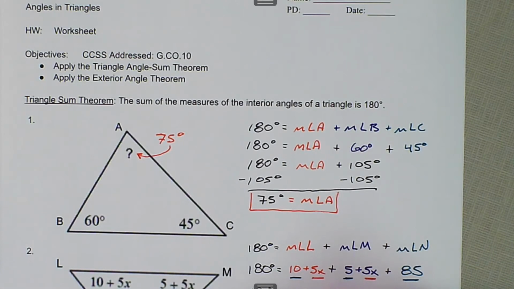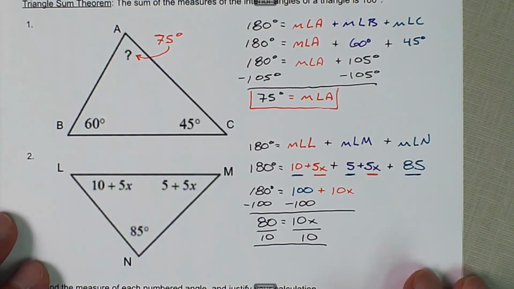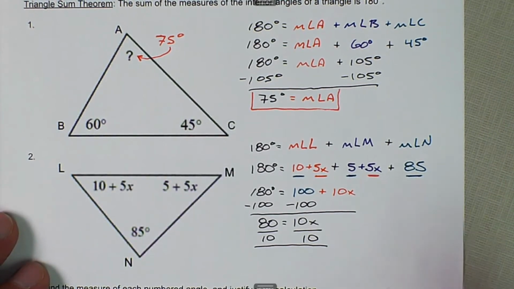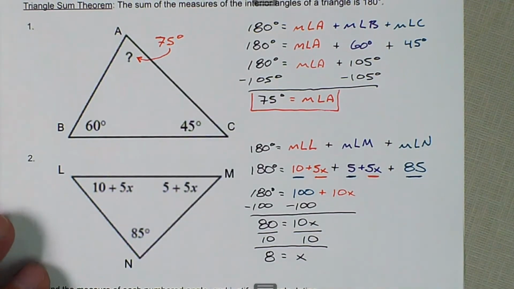So we can subtract 100 from both sides of the equal sign. We get 80 is equal to 10x. And then we can divide both sides by 10. We divide both sides by 10, and then we get 8 is equal to x. So then we can substitute those values in.